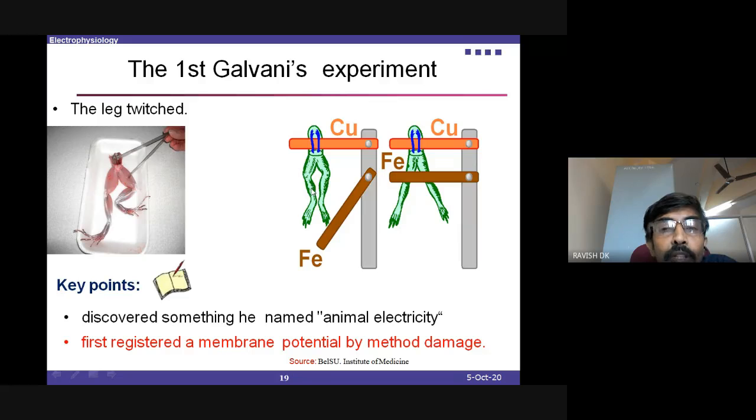Are you able to see the figure? This is a frog leg, a muscle. So when it comes into contact with electricity, what happens? It twitches, so it changes its activity. So he termed it, okay, that time a word was coined: electrophysiology. Electrophysiology is the association of electrical activity of a cell or tissues.